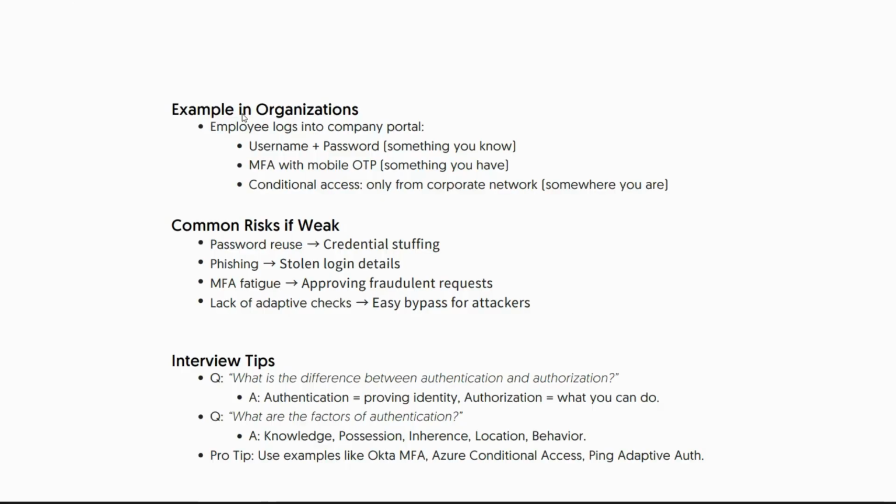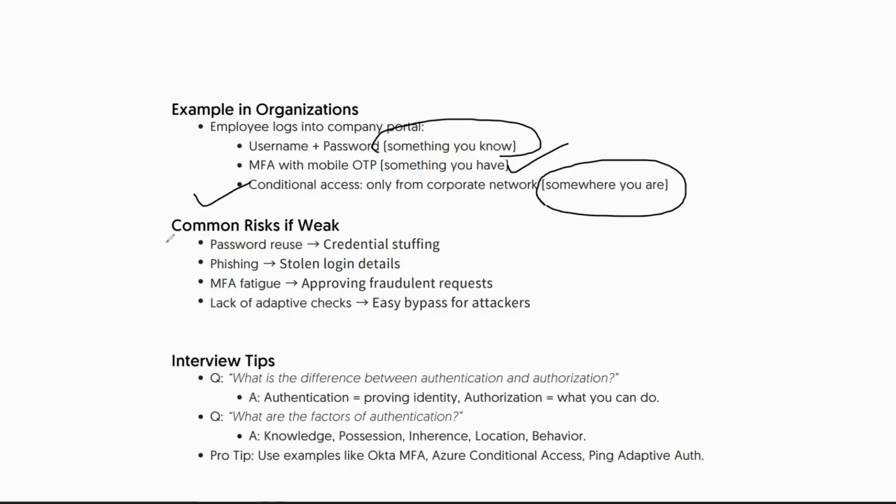the username and password. Then it is followed by OTP if there is a stronger control, or sometimes it is conditional access, where only from a corporate network you'll be able to use just the username, and from outside you'll need both. This is the typical example of proving who you are. Like the first one was something you know, second is something you have, an MFA with mobile OTP, and somewhere you are, that means conditional access.